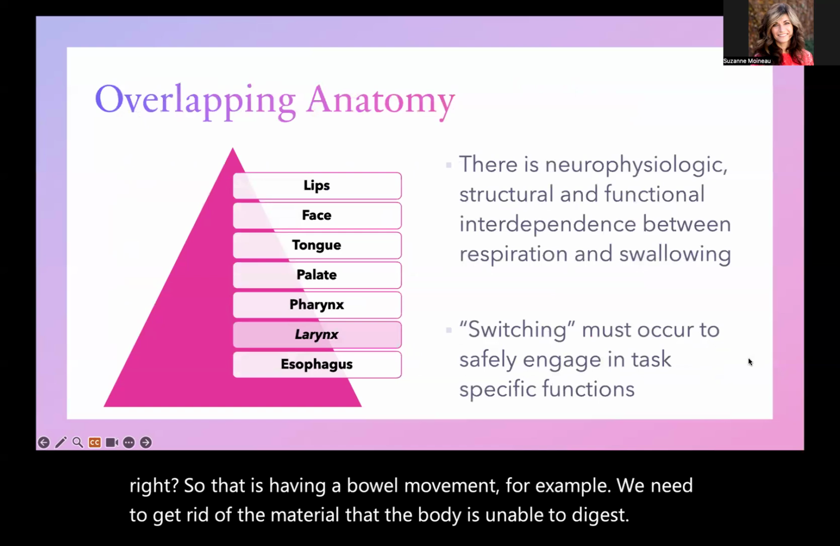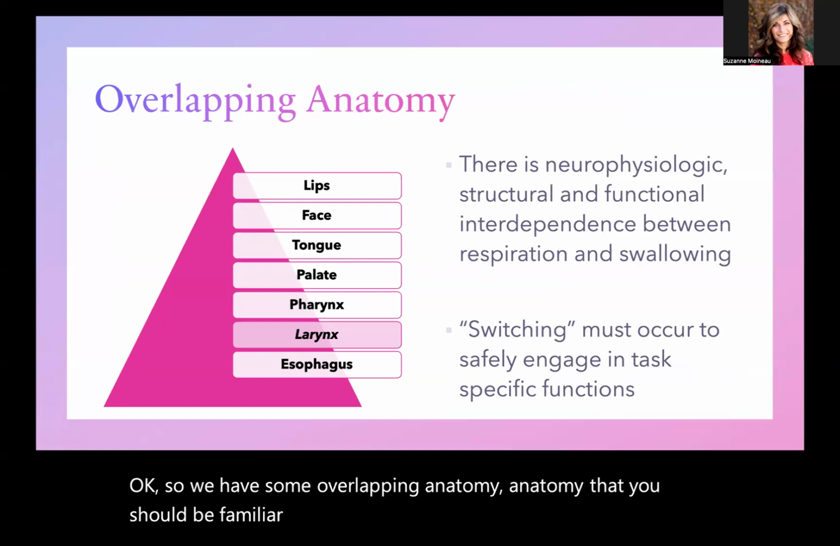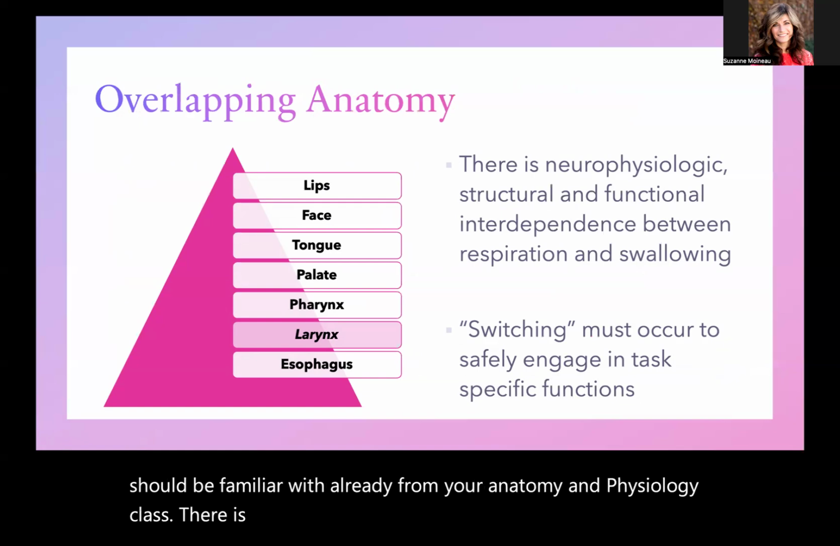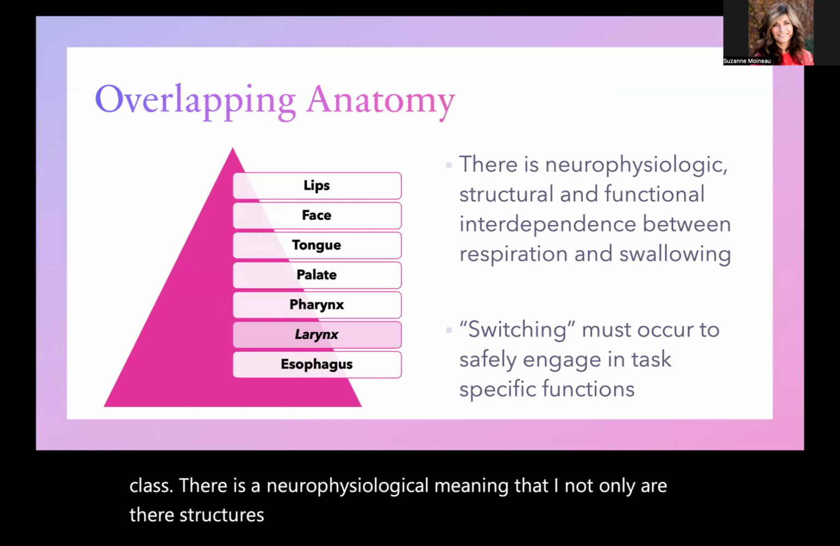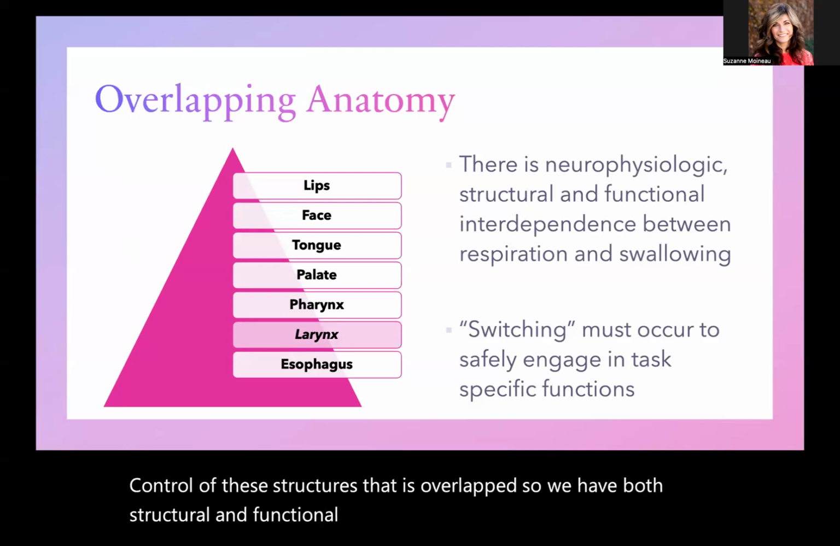Okay, so we have some overlapping anatomy that you should be familiar with already from your anatomy and physiology class. There is a neurophysiological overlap, meaning that not only are there structures that overlap, but we also have neurological control of these structures that overlaps. So we have both structural and functional interdependence between the anatomy of respiration and swallowing, right?